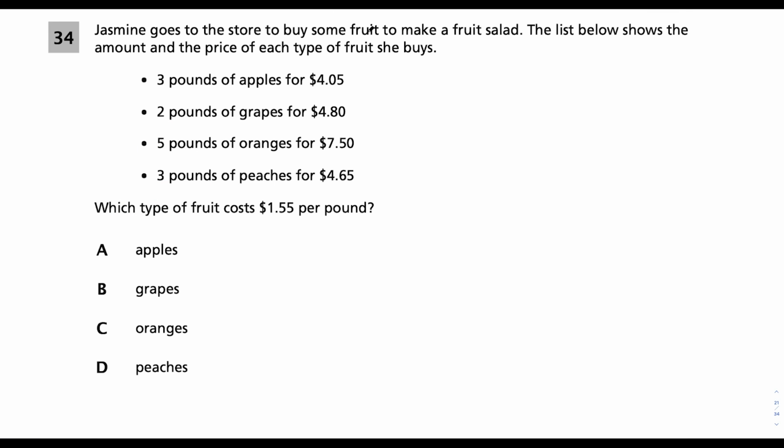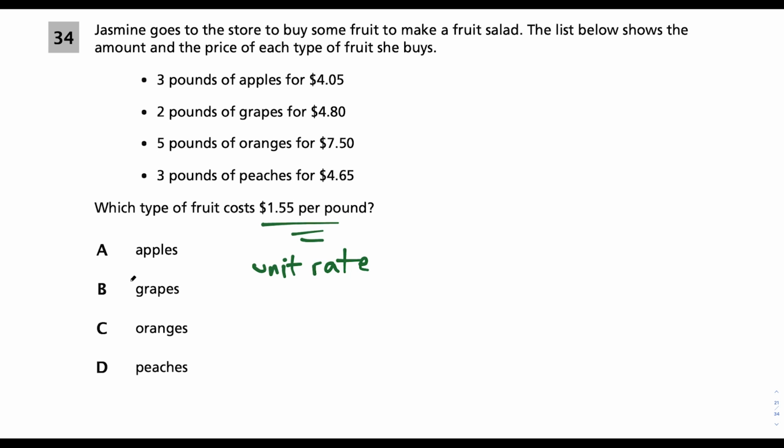Question 34, Jasmine goes to a store to buy some fruit to make a fruit salad, and the list below shows the amount and the price of each type of fruit that she buys. So here's all the information that we need, but we want to know which type of fruit costs $1.55 per pound. So the theme for this question is that we're looking for the unit rate for all of these fruits.